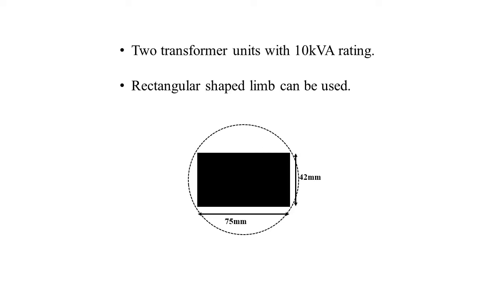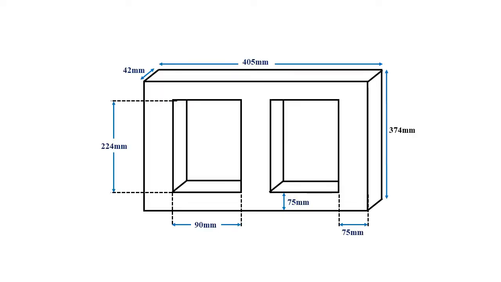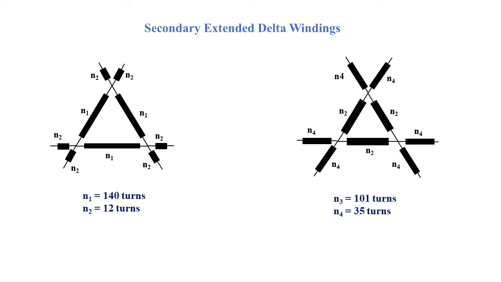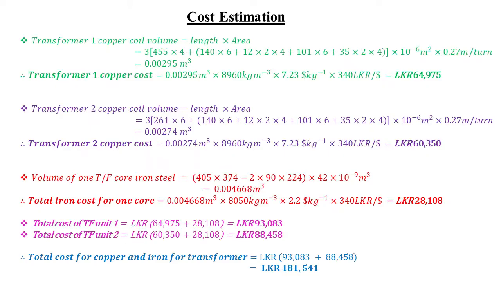There are 2 transformer units and each unit has a 10 kVA rating. This is a small rating transformer. Therefore, a rectangular shaped limb can be used. These are the estimated dimensions for one transformer core. These are the number of turns required for the primary windings. The number of turns for the secondary windings of both transformer units is the same. These are the estimated costs for the copper conductors and the iron core for the transformer units.